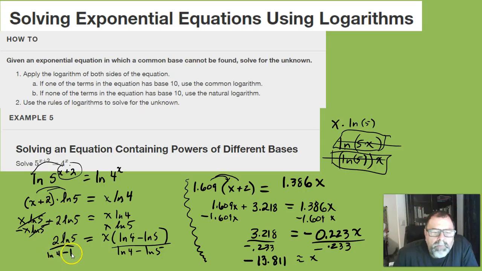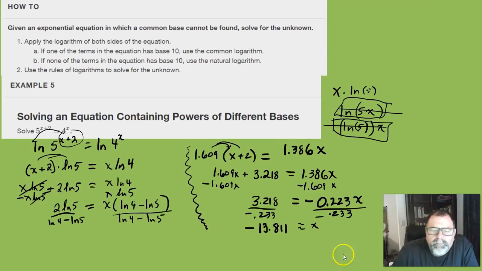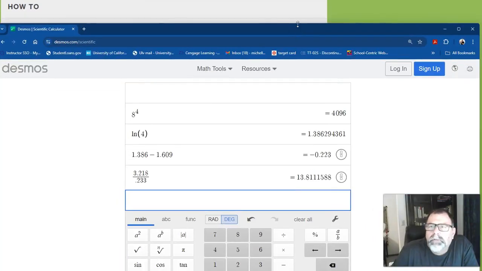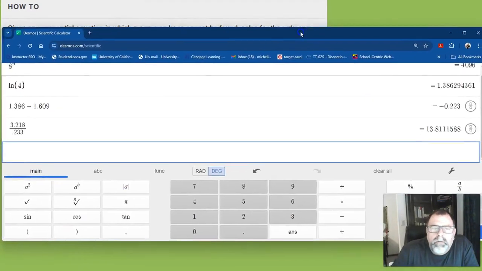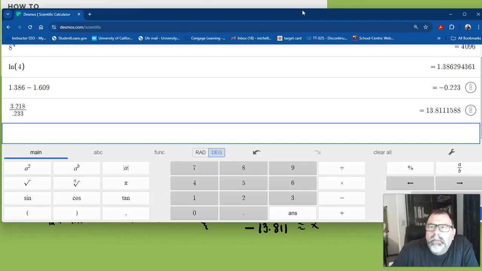But the idea is we just write this. This is the exact answer. Here, let me erase. Actually, I can just scroll up a little bit. So now I'm going to pick up my calculator. Here, I'll show you on Desmos. So let's see here.